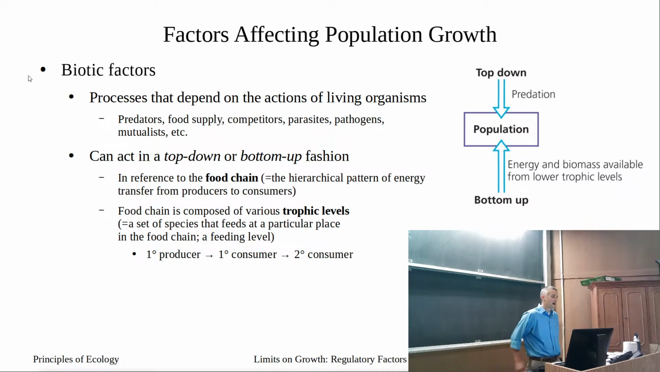All right, so biotic factors are normally broken down into top-down factors or bottom-up factors. And this relates to whether we have predators regulating our population or the food supply regulating our population. So this top-down, bottom-up fashion all relates to where we're at in our food chain or our food web. All right, so I know in the principles course, you've learned about a food chain. What's a food chain?